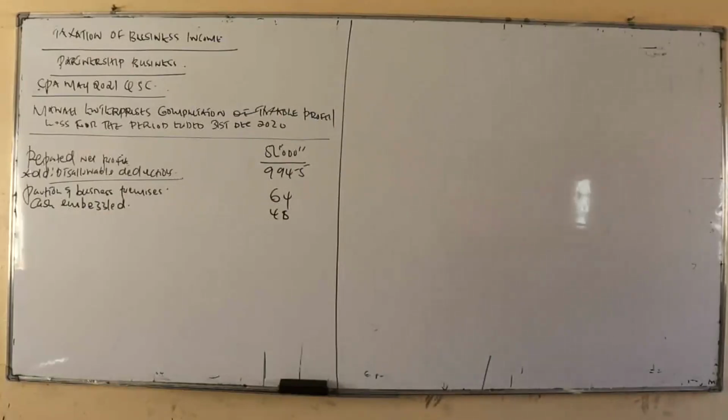And then there is business premises rent. Of course, you have to pay rent, isn't it? And then salaries to employees. That one is allowable.